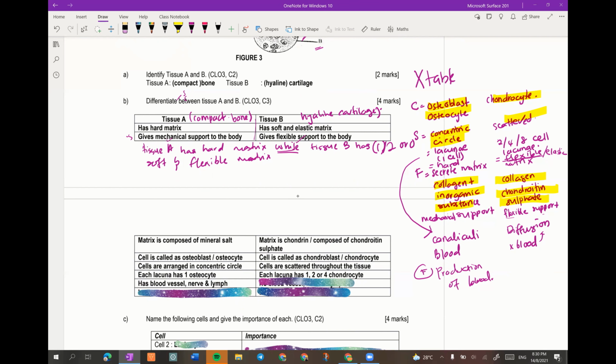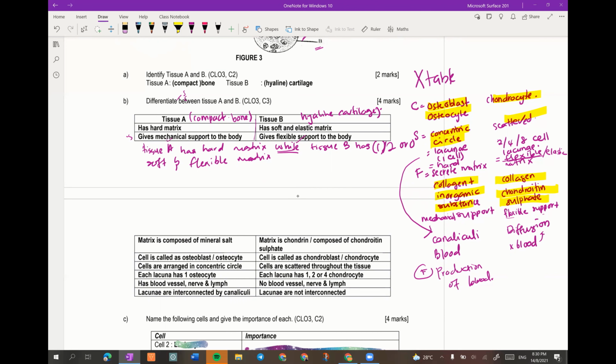Okay, so next kita tengok pula dia ada blood vessel, nerve and limb, while yang tissue B pula does not have blood vessel, nerve and limb. Last sekali, lacunae are interconnected by canaliculi and lacunae are not interconnected.